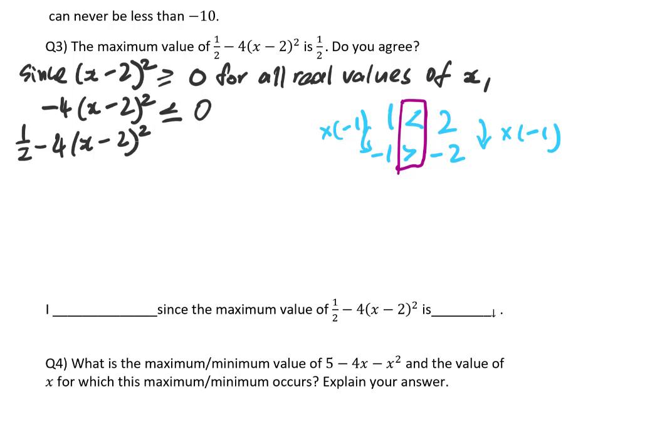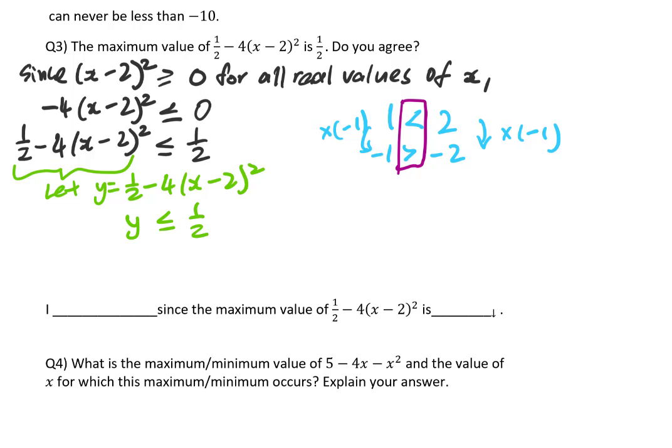Right, so now going back to the question, I have to add a half on both sides to match my equation from the question. So I add a half. Then I let y equal to half minus 4 bracket x minus 2 squared. Then I rewrite this. You look like that, right? Then I draw a number line. 0, half, minus half. Okay?